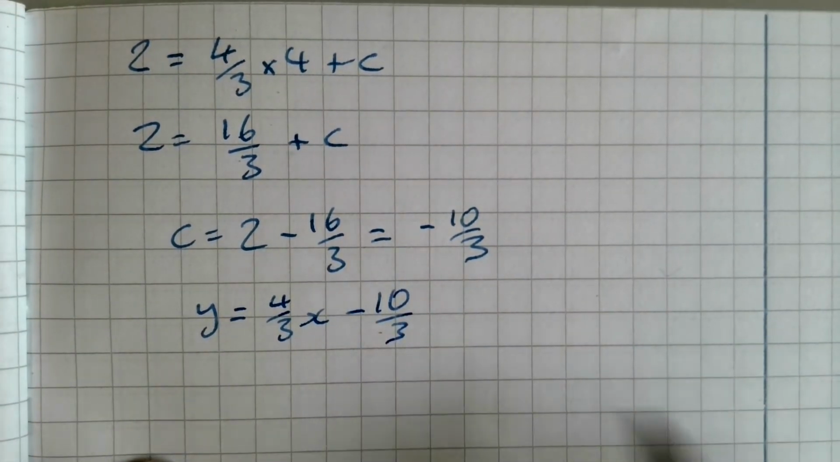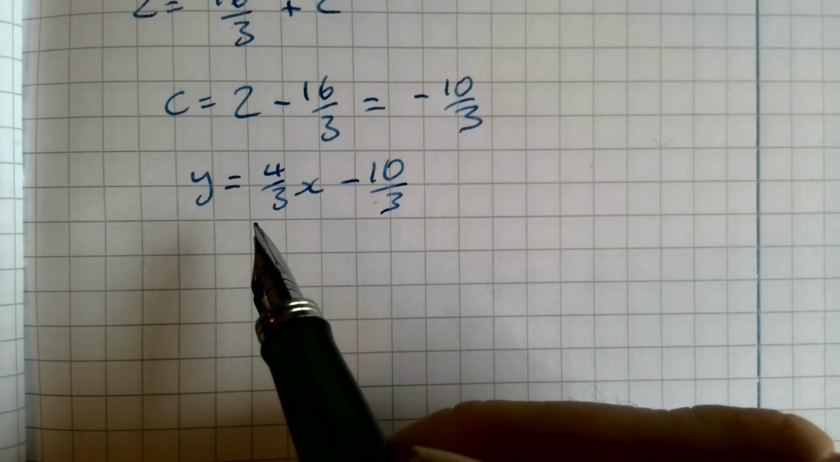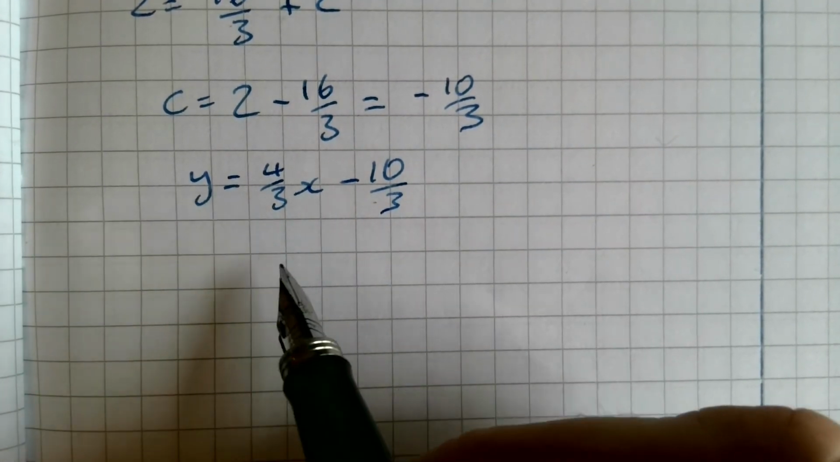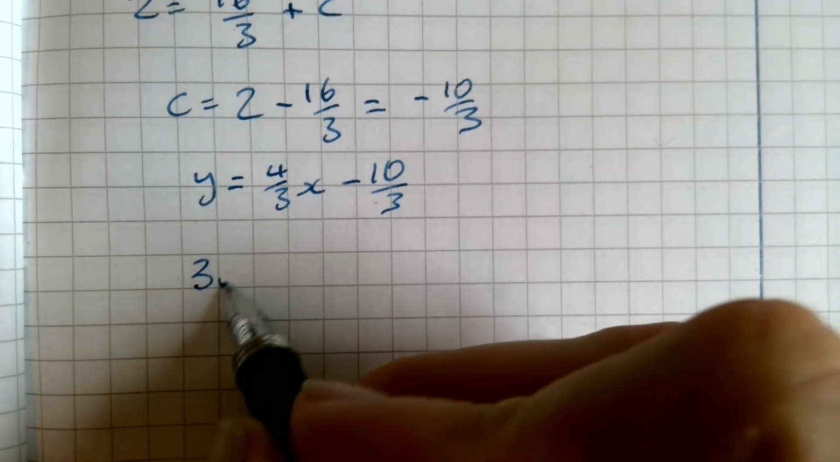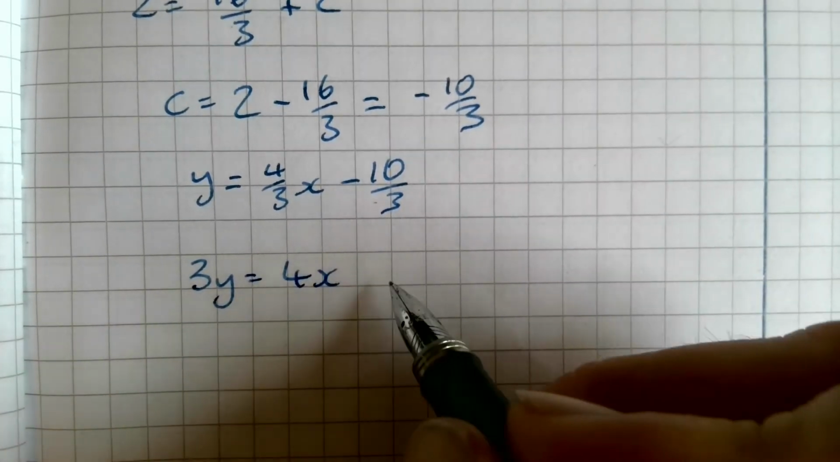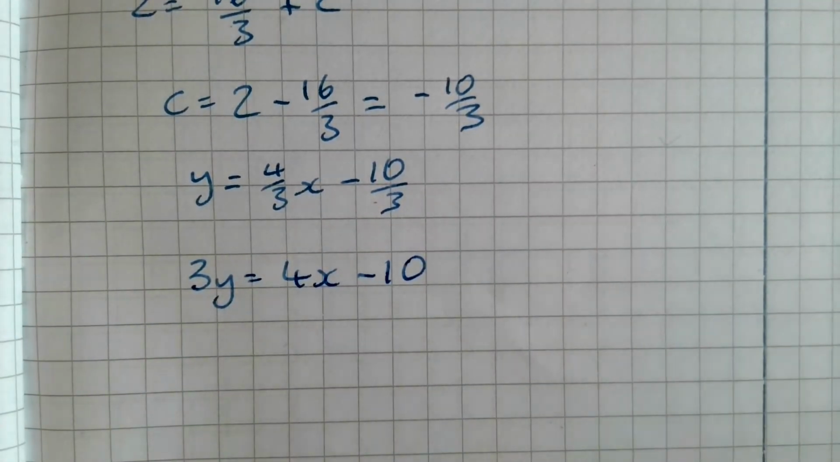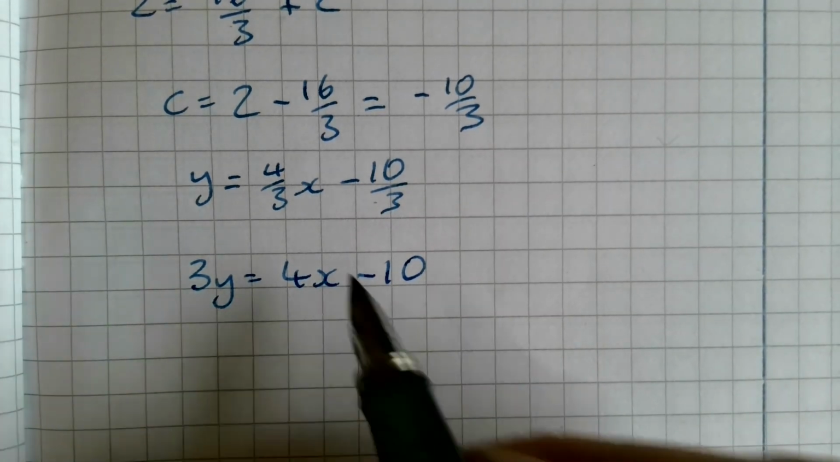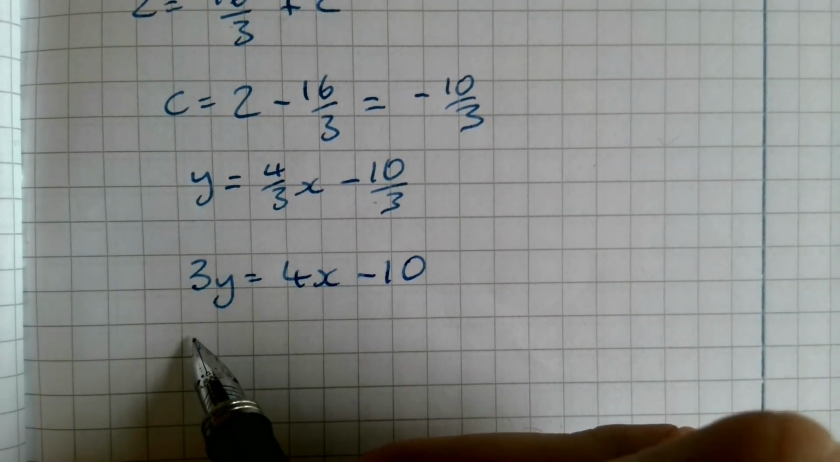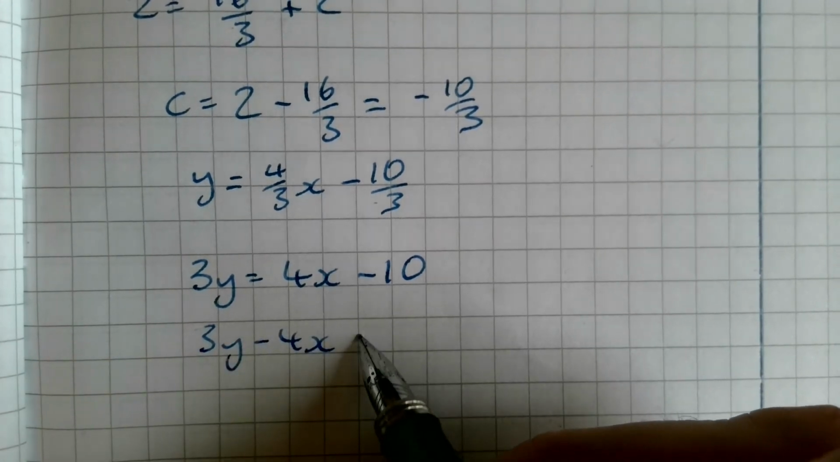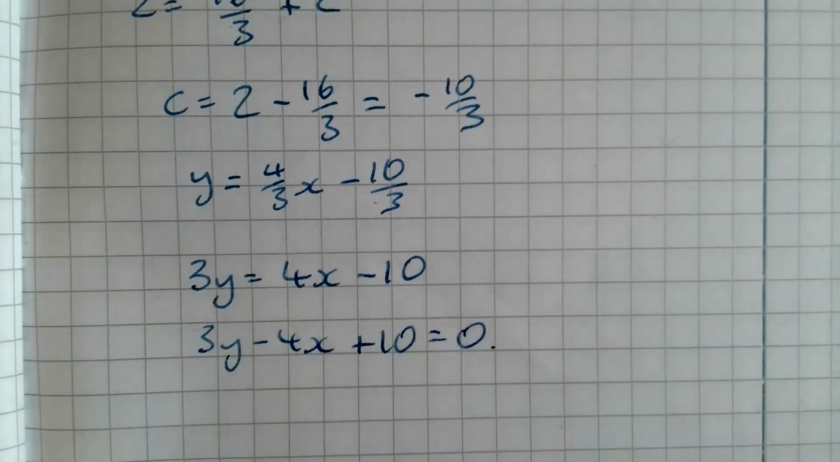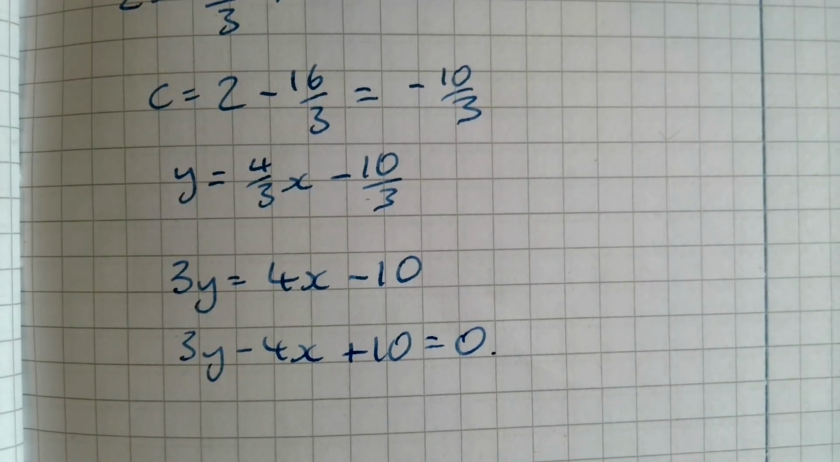So this looks like one where we could leave it like that, but it'd probably be nicer to put it in a slightly different form. If we times everything by 3, we get 3y equals 4x minus 10, and then the more normal thing when it's in this way is to say we've got 3y minus 4x plus 10 is equal to 0, but any one of those will be fine.